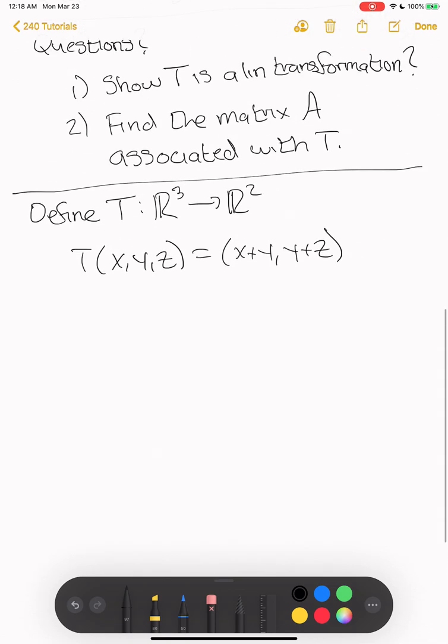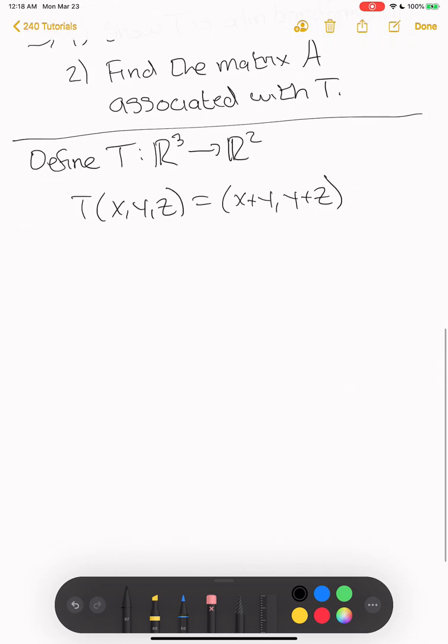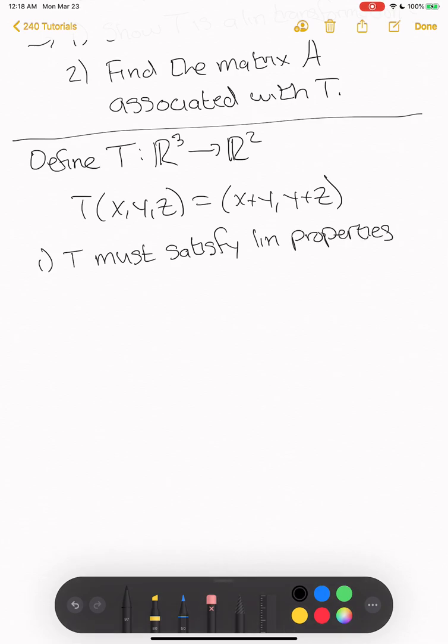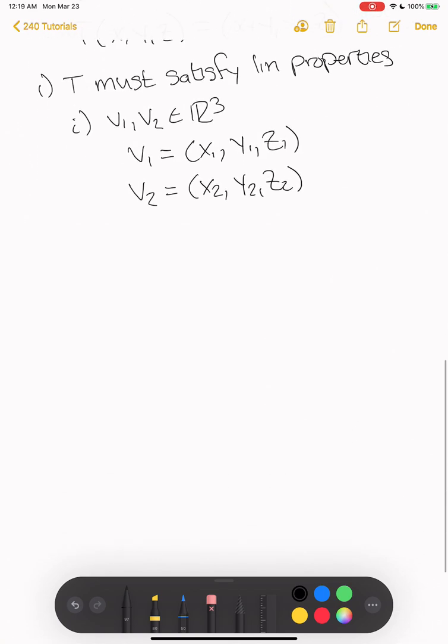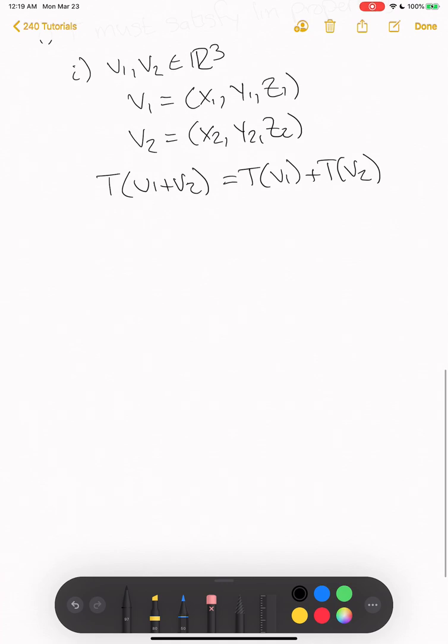So let's do this first part here. Let's show T is a linear transformation. T must satisfy the linearity properties. So let's define v1 and v2 as elements of R3. Let v1 be (x1, y1, z1), and v2 be (x2, y2, z2). First I need to show T of v1 plus v2 is equal to T of v1 plus T of v2. And I really wish I had one of those montage things where I can speed this up 10 times, but we'll go through and do it anyway.